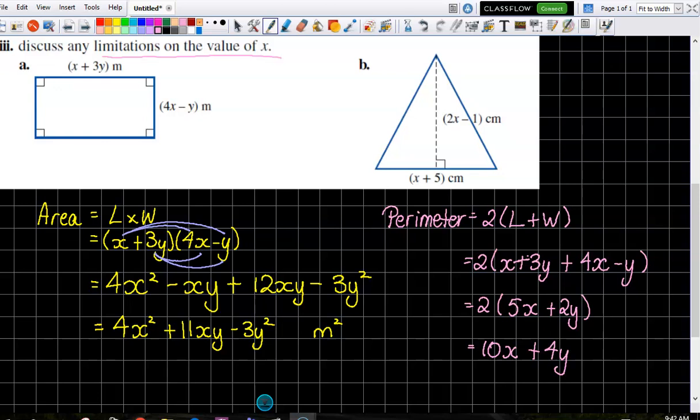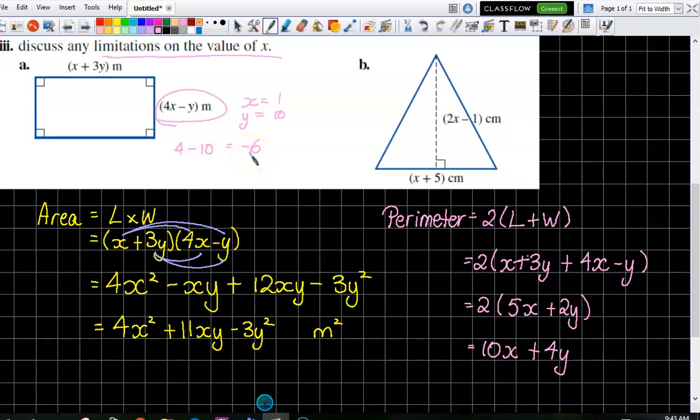Like, x could be 10, y could be 2, couldn't it? Yeah? Whack it in there, it would work. What about if we said x was 1 and y was 10? Would that work? I'm saying it wouldn't. Why? Consider this. If x was 1 and y was 10, what would this width end up being? 4 times 1 minus your y value. What's that? Minus 6.